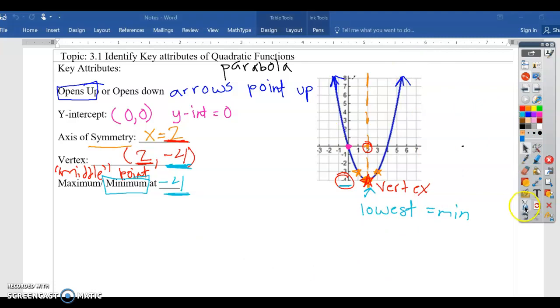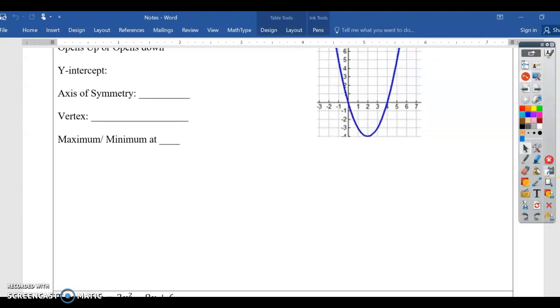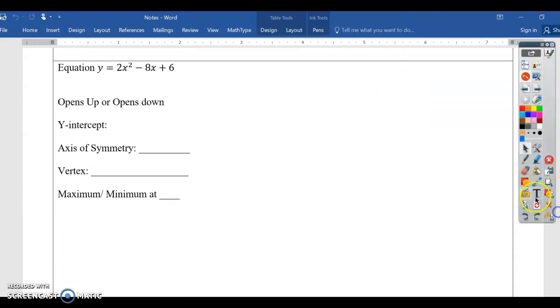So now we have to do the exact same thing from an equation. So that's what we're going to focus on today. So now that we know what these vocab words mean, now we're going to apply it to an equation. Okay? So first we have to decide if this opens up or it opens down.